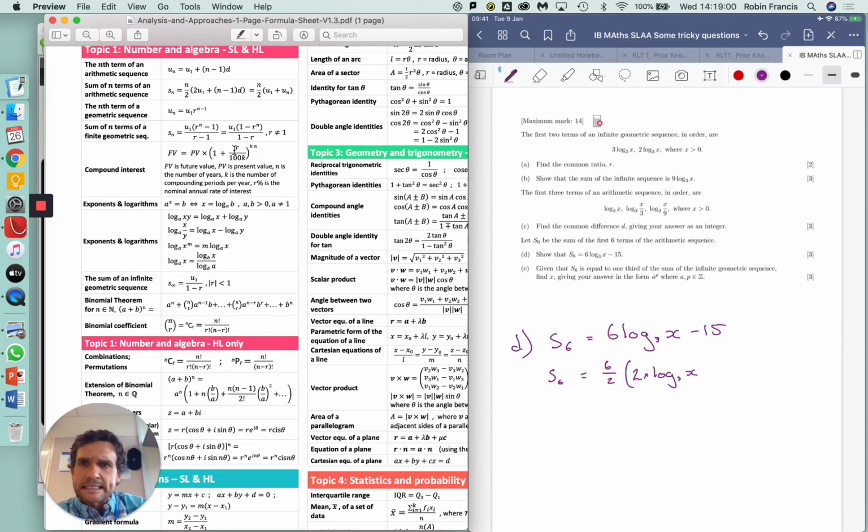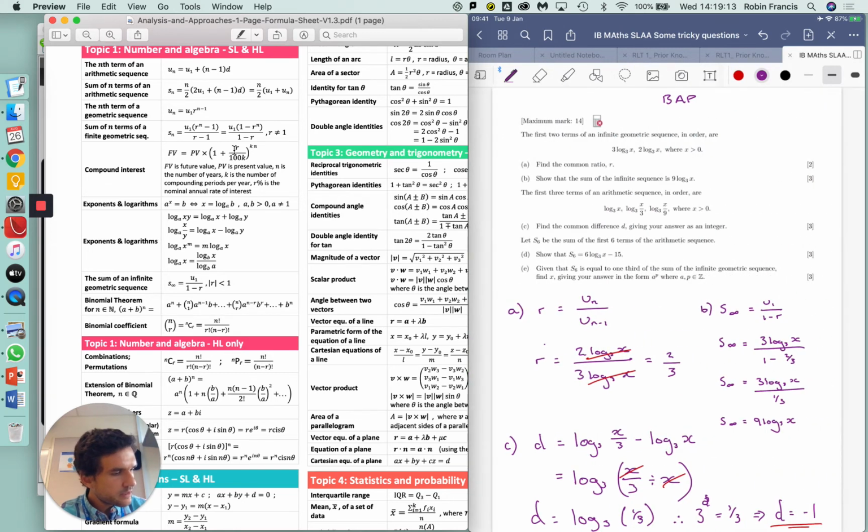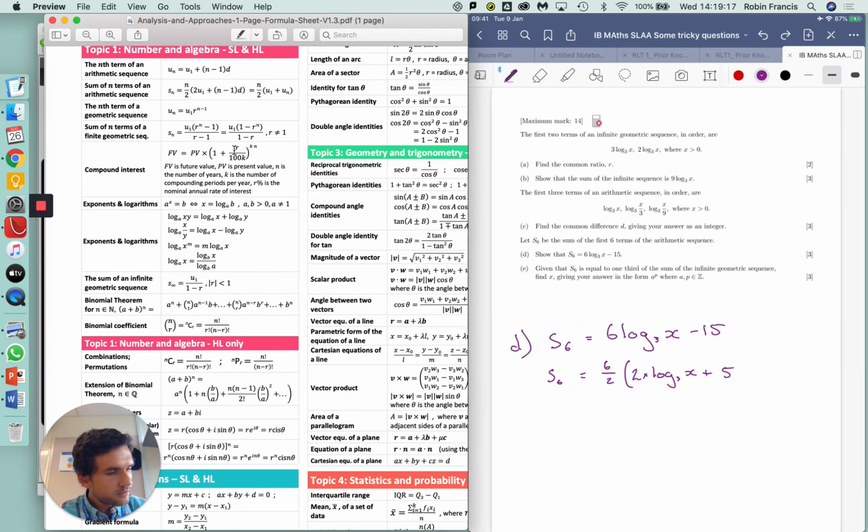2u1 plus n minus 1... do you know what, I can do that in my head. 6 minus 1 is 5, times my common difference d, I just worked that out, d here is -1. So I'm going to plug that in, so times by -1. And that's my formula.